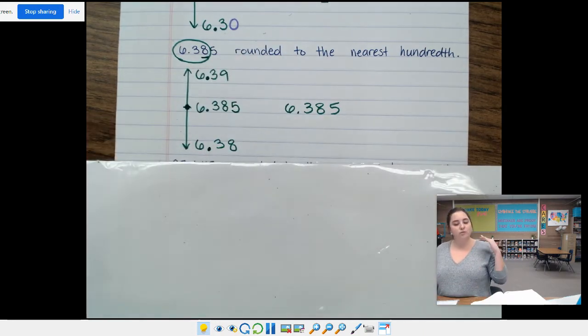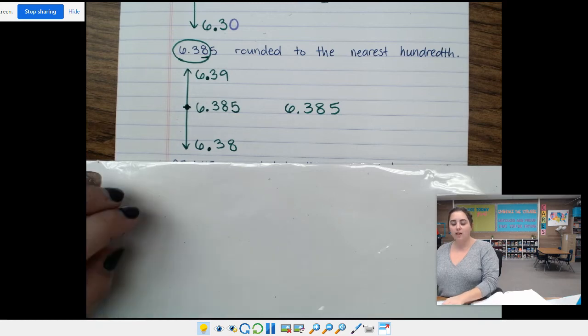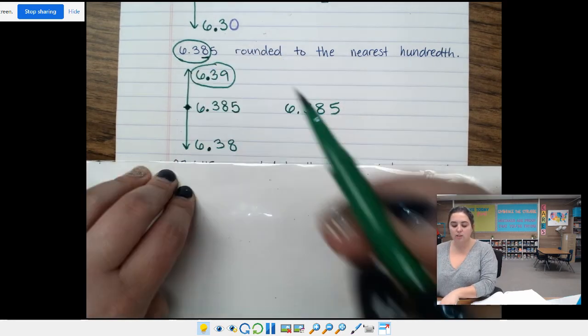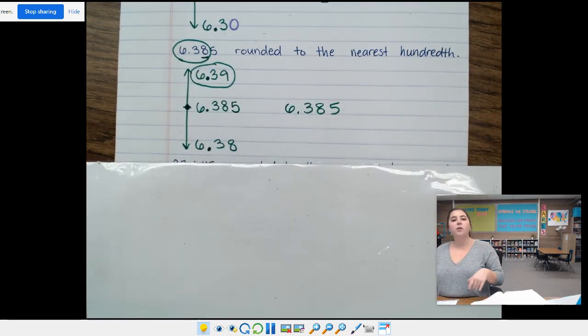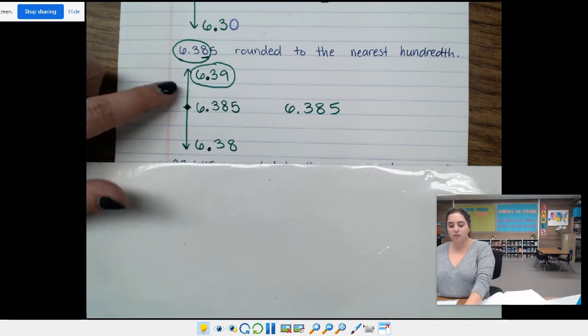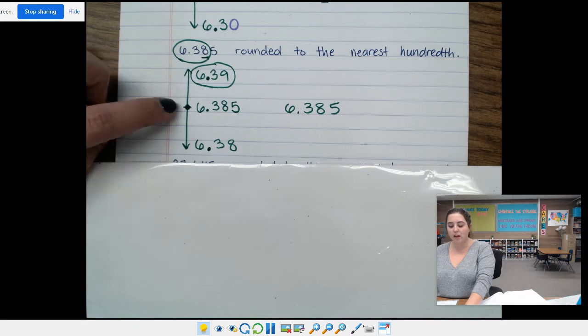Do you remember if it's right exactly halfway, do we round up or do we round down? We round up. Mathematicians decide if you're halfway, they're more of a glass half full kind of person. So they say, we're pretty close to the top. We round up if we're halfway.